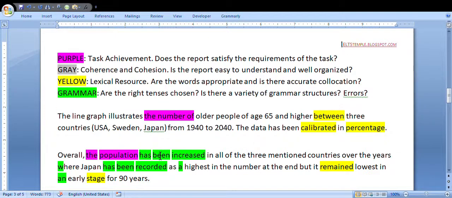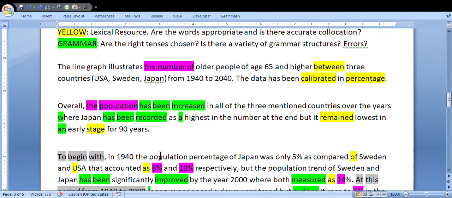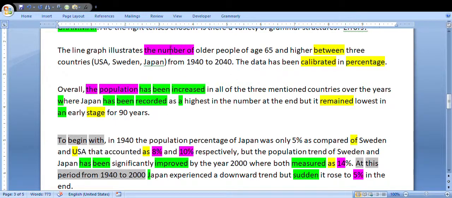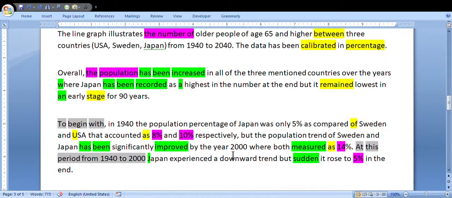You need to report, right? And you need to be accurate. Well, one thing about percentages is that it's not the number of people, it's the proportion, the percentage. The number of older people would say, oh no, there's 10 million, 15 million. So we have an inaccuracy right there. Okay, same thing here. Overall, the population increased. No, the percentage increased, not the population. Okay, so again, we want to be accurate.